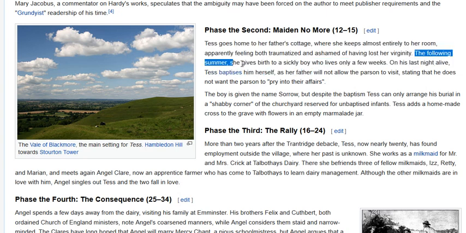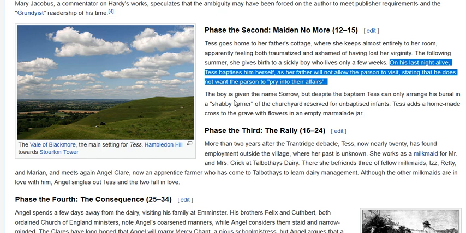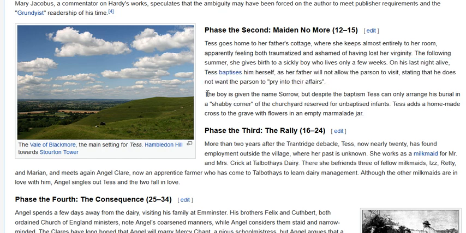The following summer, she gives birth to a sickly boy who lives only a few weeks. On his last night alive, Tess baptizes him herself, as her father will not allow the parson to visit, stating that he does not want the parson to pry into their affairs, as the son is illegitimate. The consequence of the rape. The boy is given the name Sorrow. So the name Sorrow is symbolic of the tragedy of the novel.